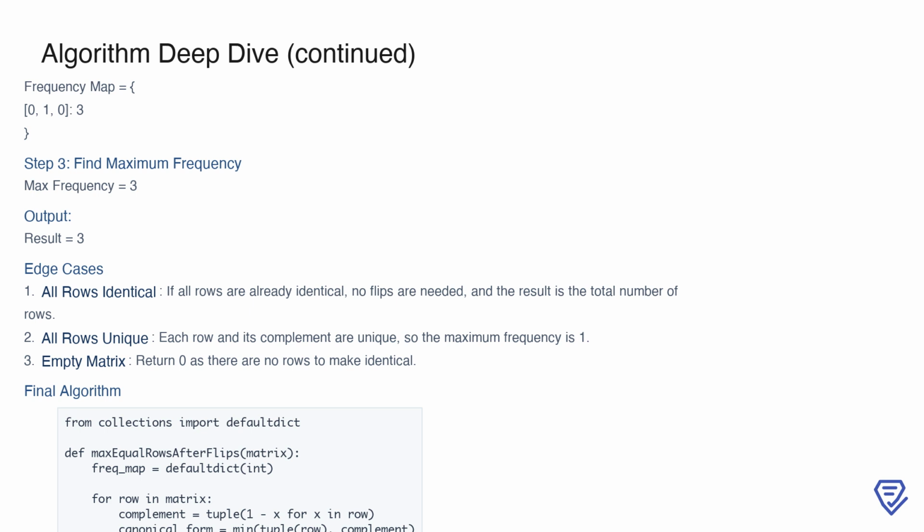Now, consider some edge cases. If all rows are already identical, no flips are needed, and the result is simply the total number of rows. If every row and its complement are unique, the maximum frequency is 1 since no two rows can be made identical. For an empty matrix, there are no rows to process, so the result is 0. The final implementation of the algorithm ties these steps together.